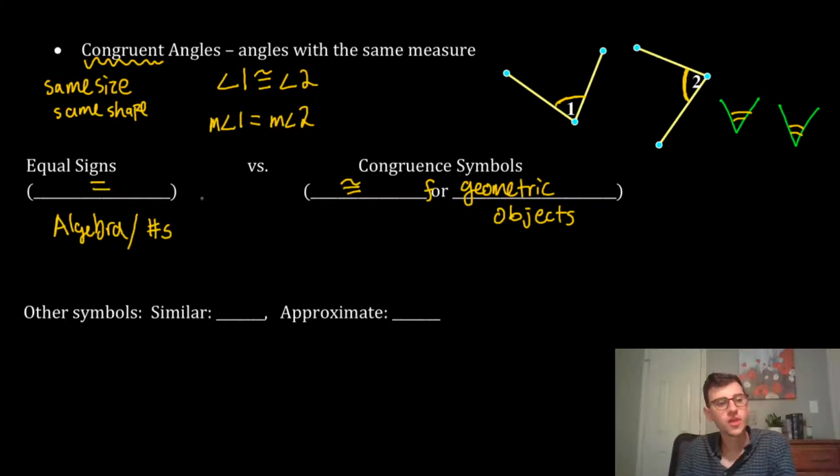So equal signs are used for algebra and numbers. Congruent symbols are used for geometric objects. Two other signs that you'll see later in this course: similar, which is just one squiggly line, versus congruence, which is the equal sign with a squiggly on top, or approximate, which is two squiggly lines. Okay, so that's congruent angles.